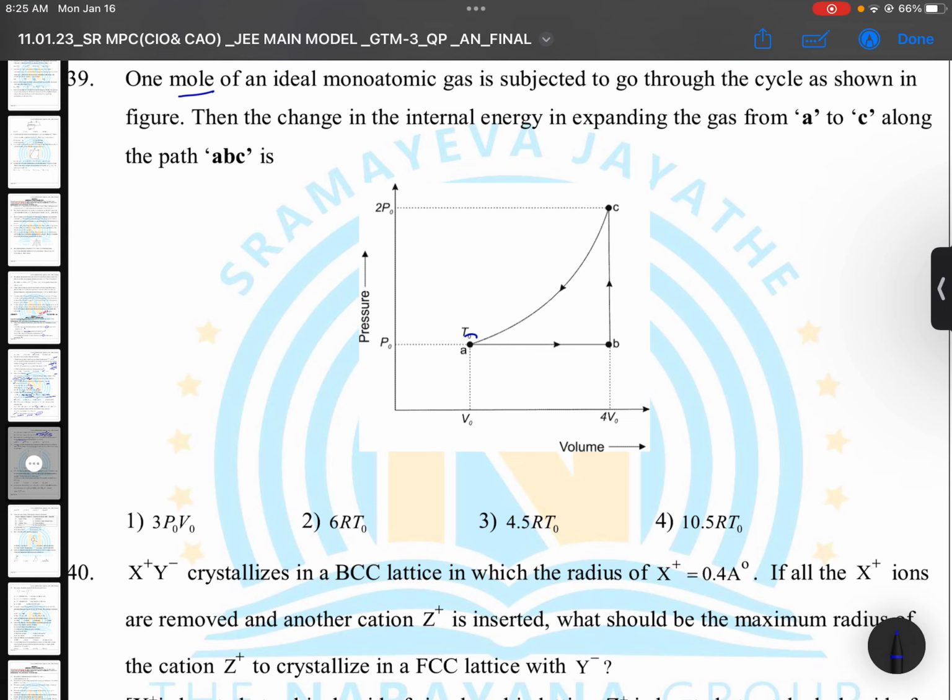At this point, A point, the temperature is T naught. T naught is equal to PV by R. PV is equal to nRT. And at this point, Tc, pressure is 2 P naught, and volume is 4 V naught. So Tc is 8 P naught V naught by R. That means 8 T naught. Correct?